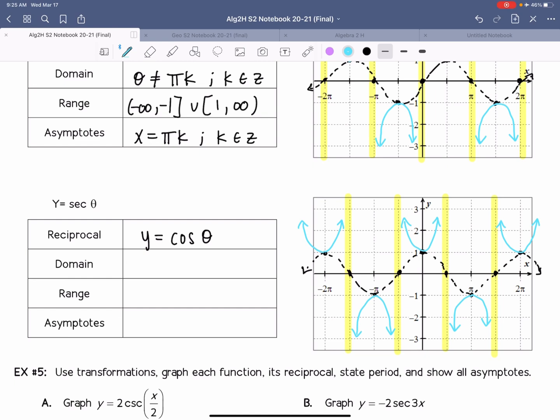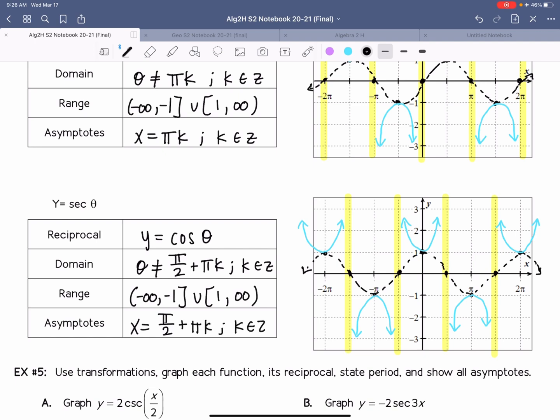Okay, so the domain of this is everything except for where those vertical asymptotes are. So theta cannot equal pi over 2 plus pi k, k is an element of z. Our range, just like our cosecant graph, goes from negative infinity to -1, -1 is included, union, picks back up at 1 to infinity. And then our asymptotes are everywhere that the domain can't happen, so our asymptotes are at x equals pi over 2 plus pi k, and k is an element of z.